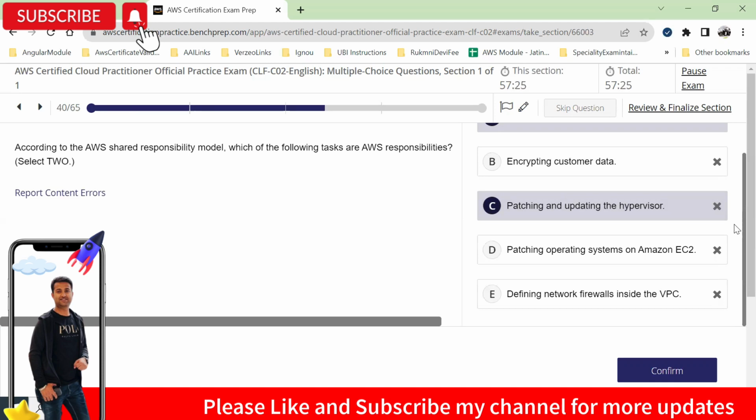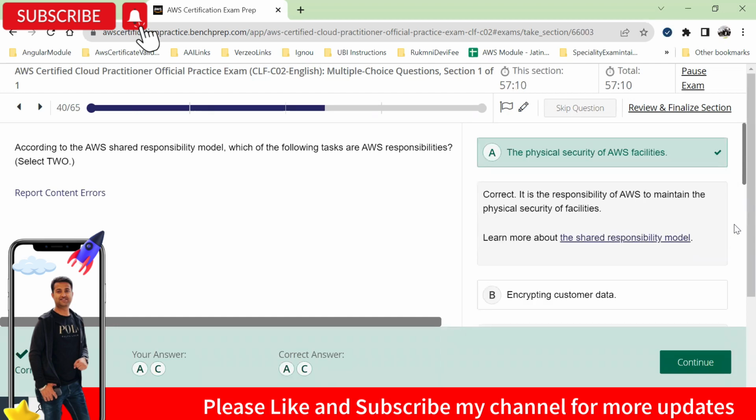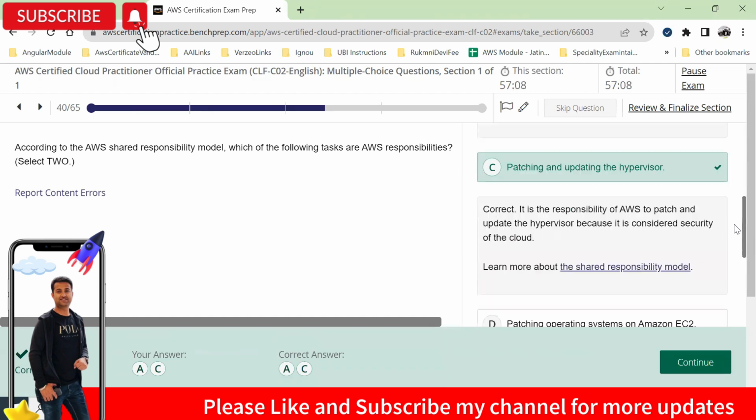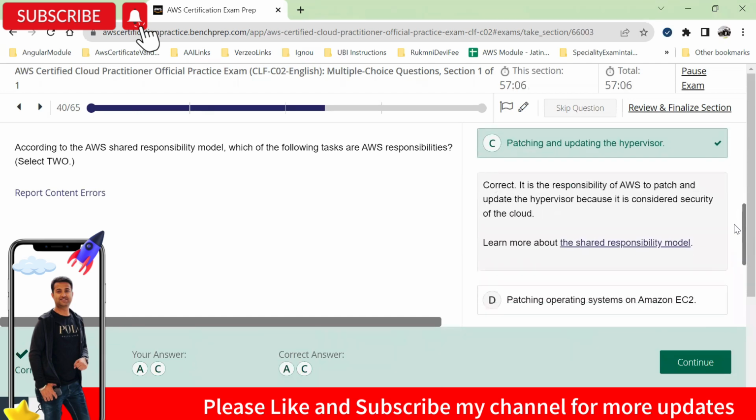Encrypting customer data, that is the responsibility of customer. Patching operating system on EC2, again, when it's talking about guest operating system, that would be the responsibility of customer. Defining network firewalls inside the VPC, that is the responsibility of customer. So two options, the physical security of AWS facilities and patching and updating the hypervisor.